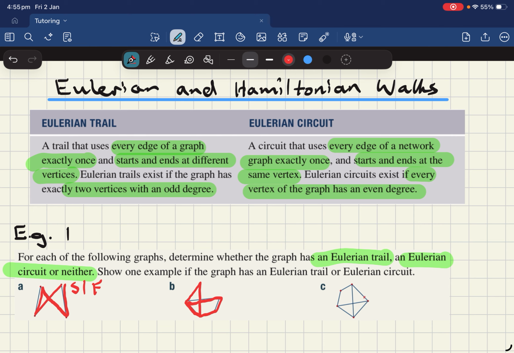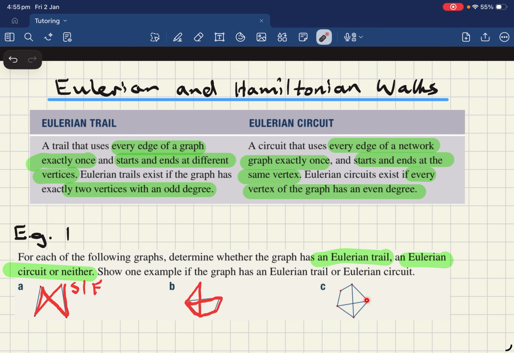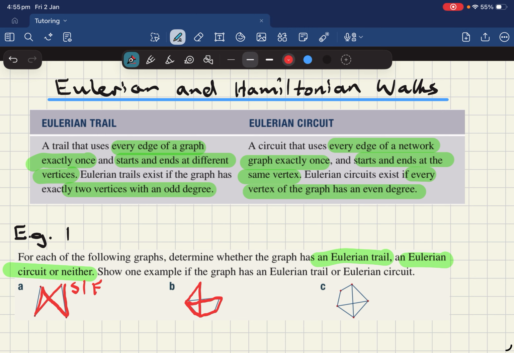Now, part C, we're going to count the degrees of the vertices. This one over here has a degree of 3, this has a degree of 3, that has a degree of 3, this has a degree of 2, and this guy has a degree of 3. So we actually have 1, 2, 3, 4 vertices that have an odd degree. Our Eulerian trail needs exactly 2 with an odd degree, and our Eulerian circuit can have none with an odd degree. So we immediately know that this is neither. You can pause the video and play around with this, but if you draw this into your books, you will not be able to make a Eulerian trail or a Eulerian circuit.